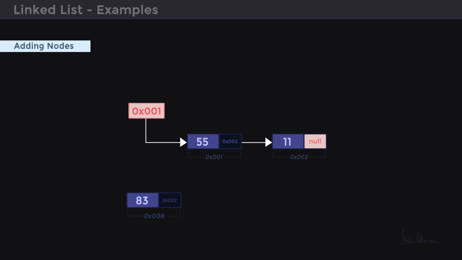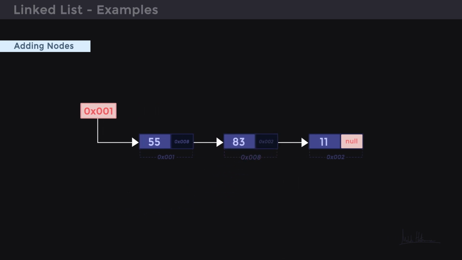Additionally, if we put the new node in the middle, then we must modify its previous node's pointer. Here, the previous node is the node containing 55 as its data value. Therefore, this node as the previous node must have the address of the new node. So the new node is added.